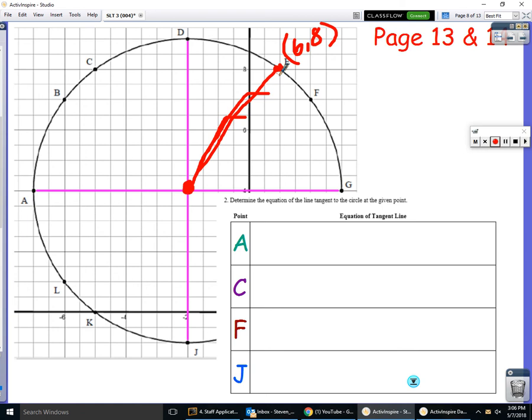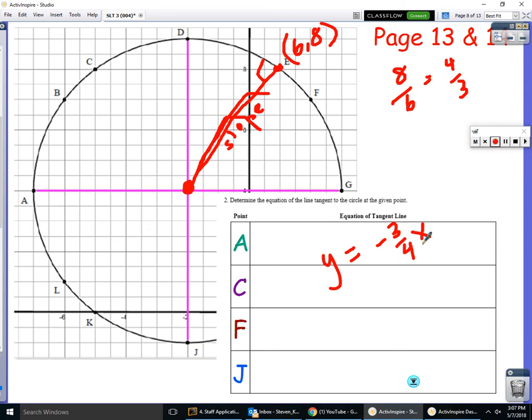Well, we would know that a line that's tangent would be perpendicular to this line, so we'd have to find the slope of this line. The slope of this line is up 1, 2, 3, 4, 5, 6, 7, 8, and over 1, 2, 3, 4, 5, 6. So up 8 to the right 6 is a slope of 8 over 6, which reduces to 4/3. So we would know that our new line would have a slope of the negative reciprocal of that, or negative 3/4, x plus b.